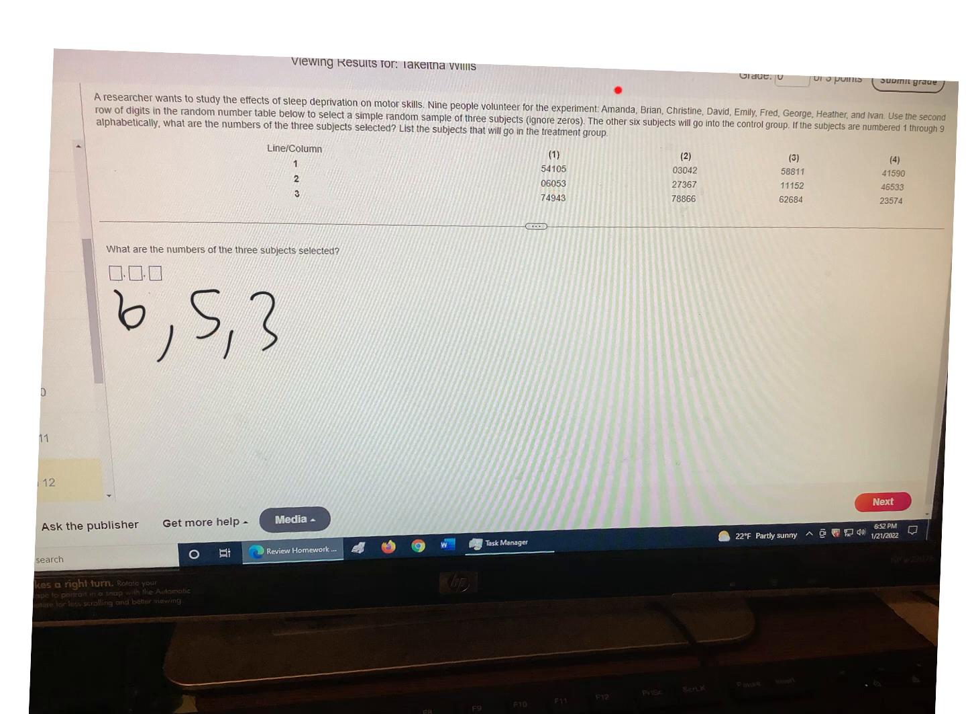And the 6th person would be 1, 2, 3, 4, 5, 6. 6 corresponds to Fred, 5 corresponds to Emily, and 3, let's see, that would be 1, 2, Christine.